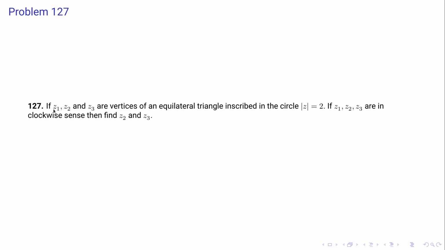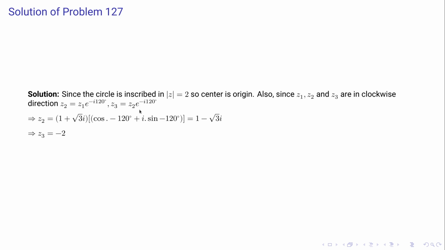Problem 127 says that if Z1, Z2, and Z3 are vertices of an equilateral triangle inscribed in the circle mod Z is equal to 2, and Z1, Z2, Z3 are in clockwise sense, then find Z2 and Z3. So since the triangle is inscribed in mod Z is equal to 2, the center would be the origin. Now Z1, Z2, Z3 are in clockwise direction, so Z2 would be Z1 e to the power minus I 120 degree, and Z3 would be Z2 into e to the power minus I 120 degree.